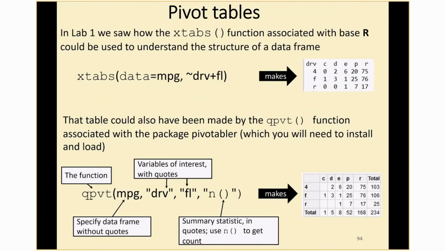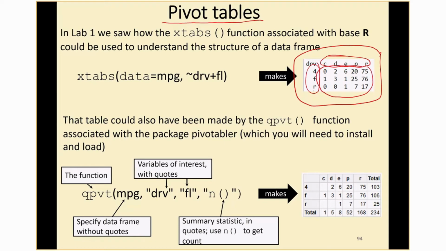Switching topics once more to talk about pivot tables. Earlier on we produced a table that looked like this. We produced a pivot table with the 5 different fuels and the 3 different drives, and inside the body of the table the number of records associated with each of those combinations of fuel and drive. We did that using the xtabs function, with its open and close parenthesis, and within that function we specified the data frame, the comma, the tilde, which as you recall is located directly beneath the escape key, and the 2 variables that we're interested in.